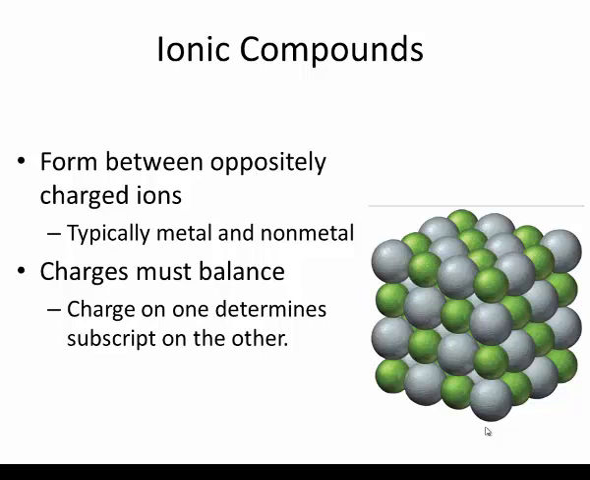For the ionic compounds, the charge of one and the other must balance out. Here we're looking at sodium chloride. Sodium has a +1 charge. Chloride has a -1 charge. So +1 -1 adds up to 0. So they balance.